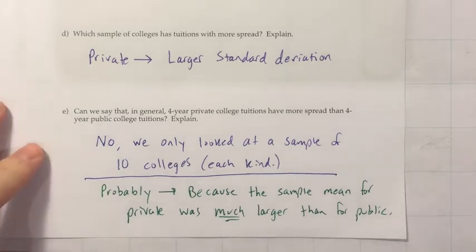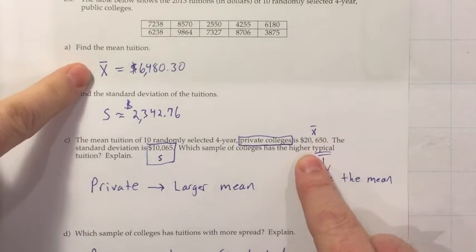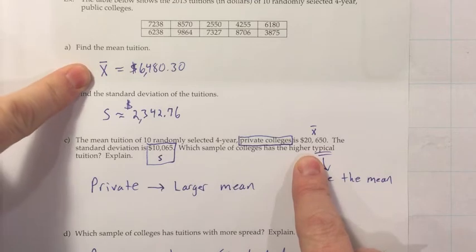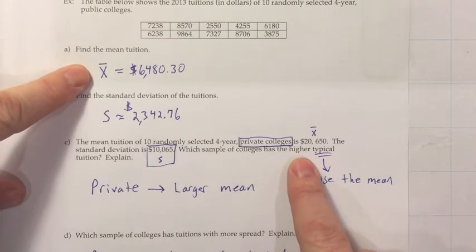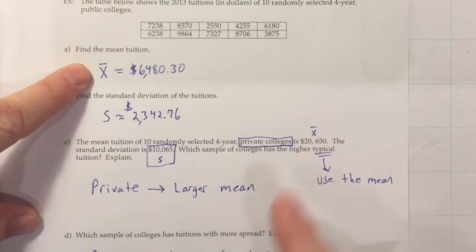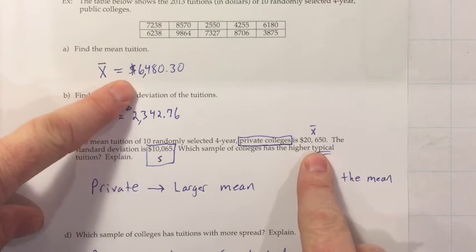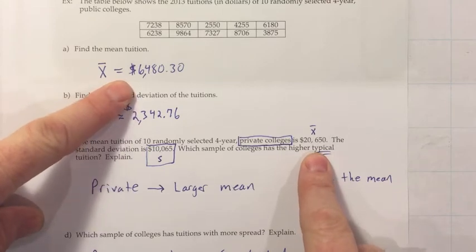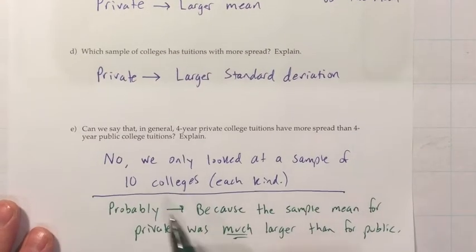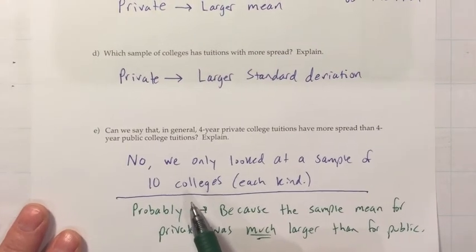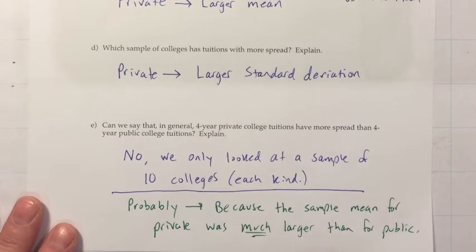So when I see such a big difference between the sample mean for private versus public, I think that kind of shows me that private really is more expensive than public, not just in the sample of 10 schools, but probably overall. It would be really unlucky for us to get results like this in our samples if the truth wasn't like that among all private and public colleges. So my math lab encourages you to say no, because they want you to realize that a sample isn't the truth, it's just an estimate.